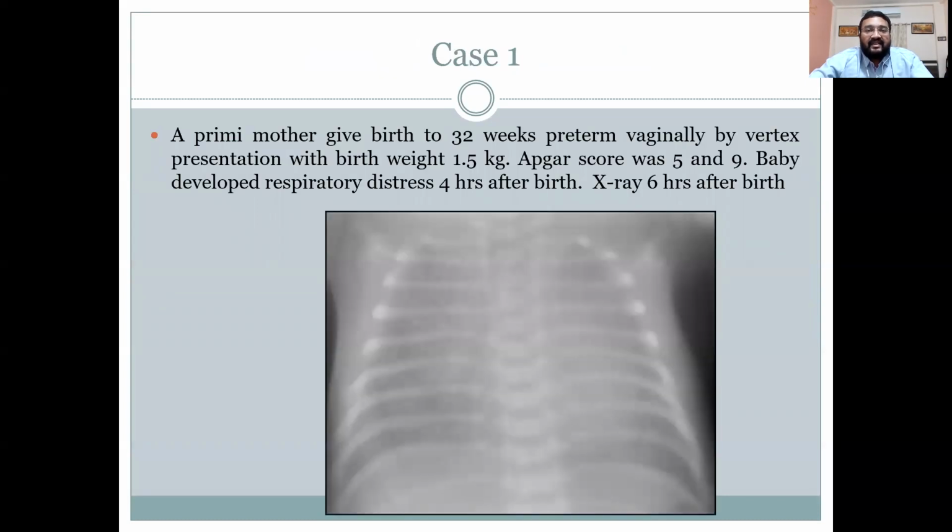Now coming to the first case, a primary mother gives birth to a 32 weeks preterm baby vaginally by vertex presentation with birth weight of 1.5 kg. Apgar score was 5 and 9. Baby developed respiratory distress 4 hours after birth. X-ray shows the following features.